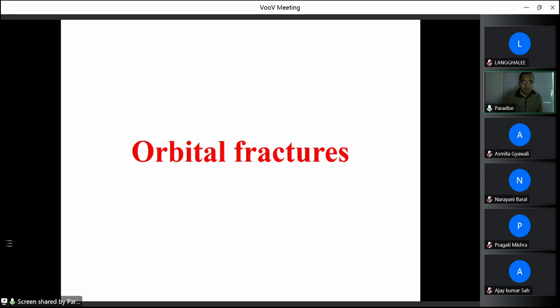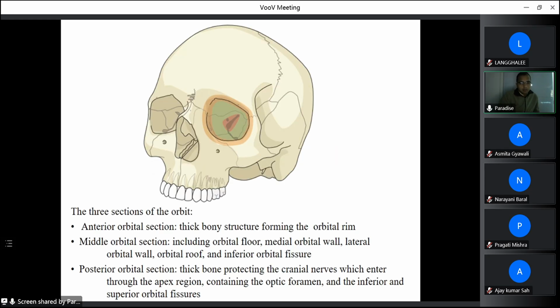Now moving to orbital fractures. Again, the orbit is divided into three sections. The anterior orbital section is made up of thick bony structure forming the orbital ring, as shown in orange color. It is the orbital ring: superior orbital rim, inferior orbital rim, lateral orbital rim, and medial orbital rim.